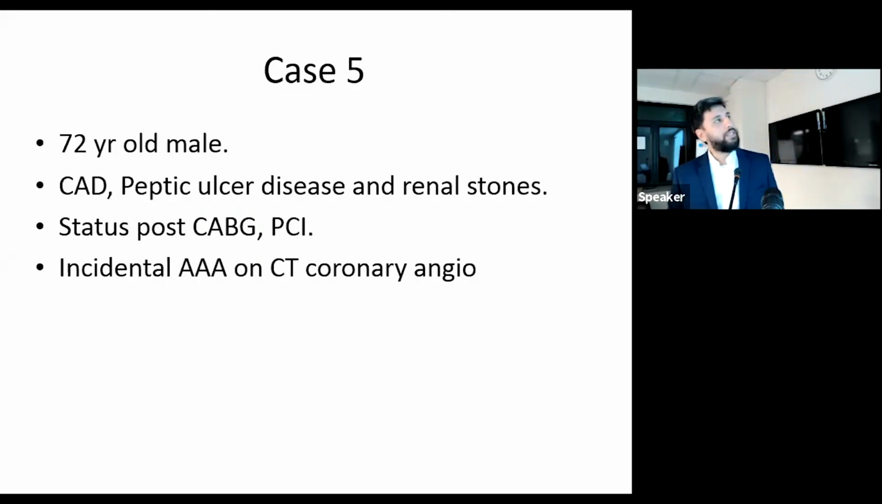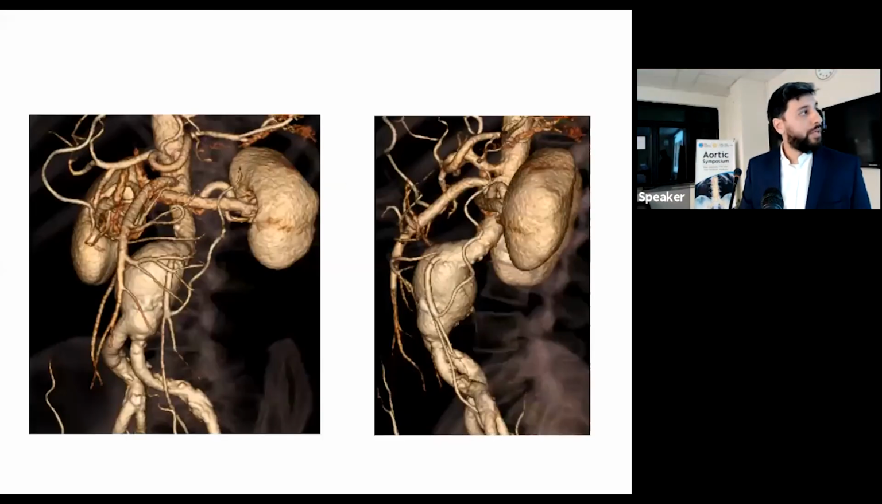The next case is a 72-year-old male with coronary artery disease. Almost all these patients have some form of coronary artery disease, but diagnosed or undiagnosed is a different question. And peptic ulcer disease, renal stones, had a CABG and PCI. And on the coronary CT angio, there was an incidental abdominal aortic aneurysm.